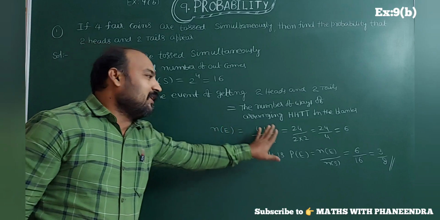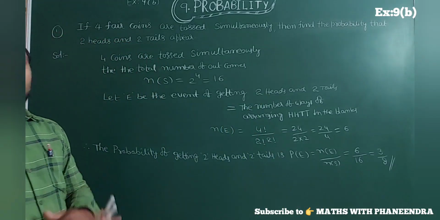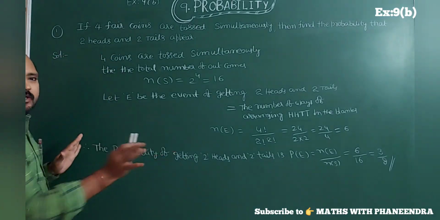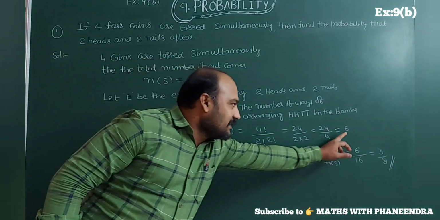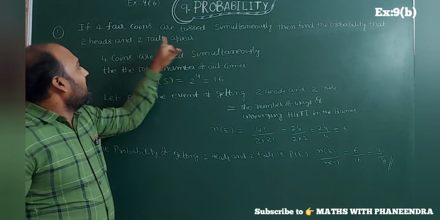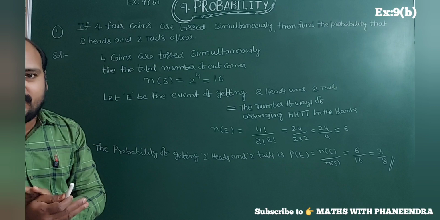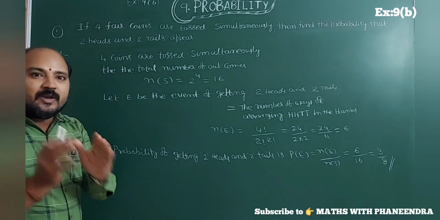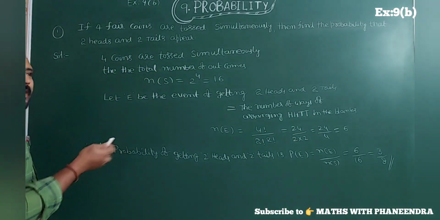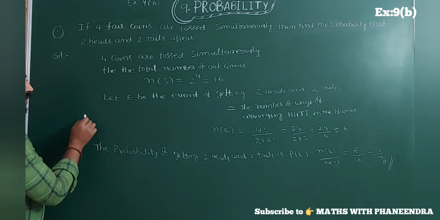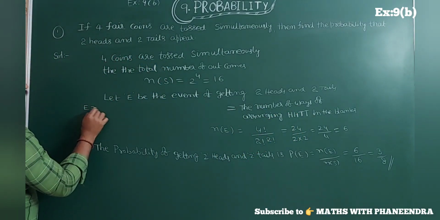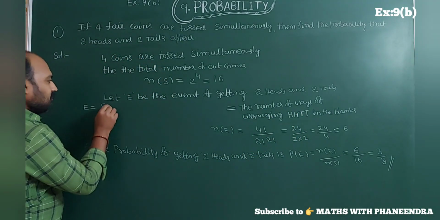Sir, I cannot understand this method. So what can we do to get n of E? Here I am explaining how we get these 6 possibilities. We want 2 tails and 2 heads. See what possibilities I am writing, how we get n of E as 6. Observe carefully.